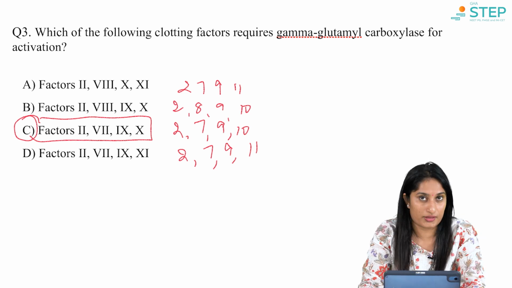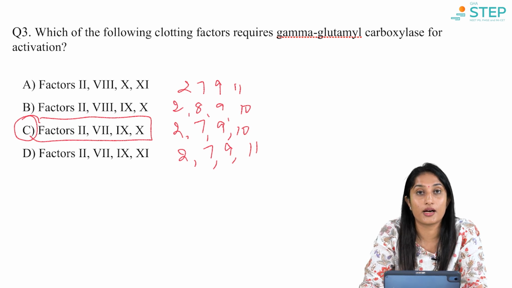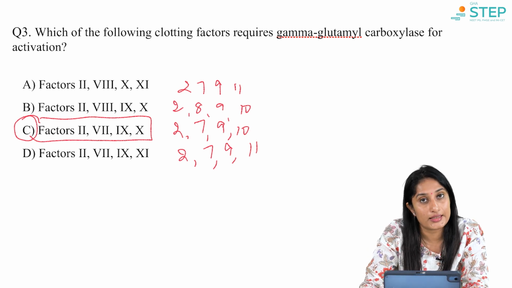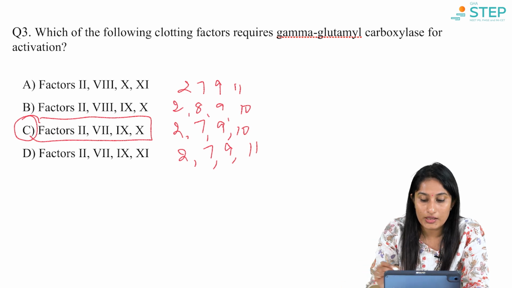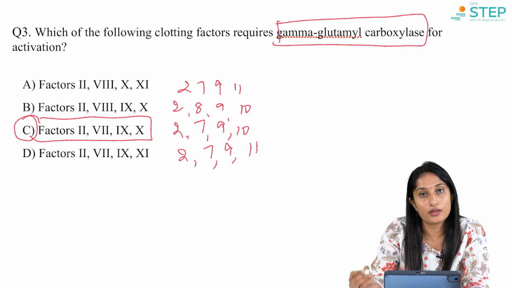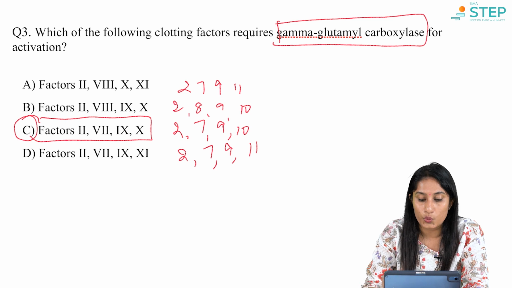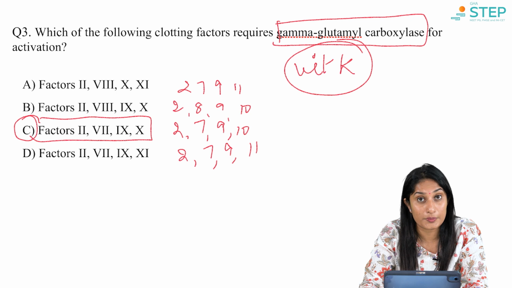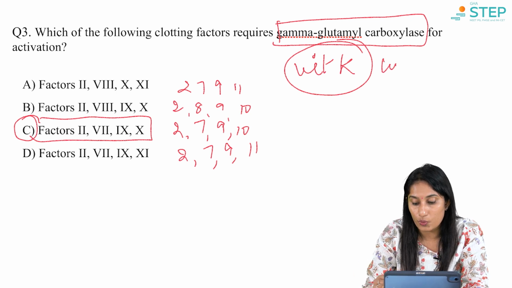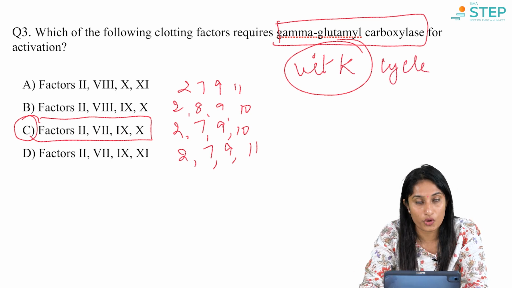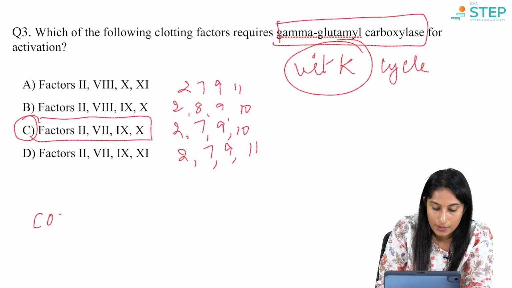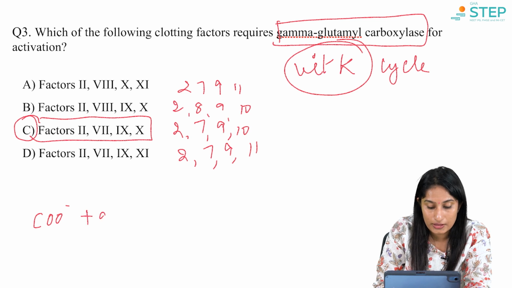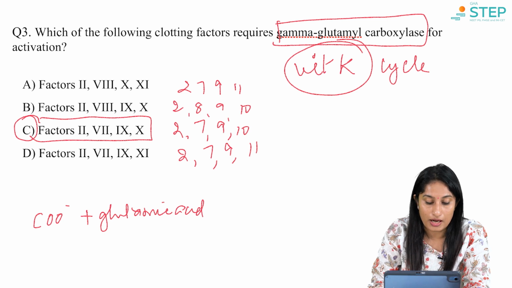So, clotting factors, where are they produced? The clotting factors are produced in the liver. They are generally inactive. To activate it, we need an enzyme gamma-glutamyl carboxylase, which is helped by the vitamin K, fat soluble vitamin K. So this is called as the vitamin K cycle or the gamma carboxylation cycle. So there will be a carboxyl group that will be added to the glutamic acid. That's why it is called as glutamyl carboxylase.